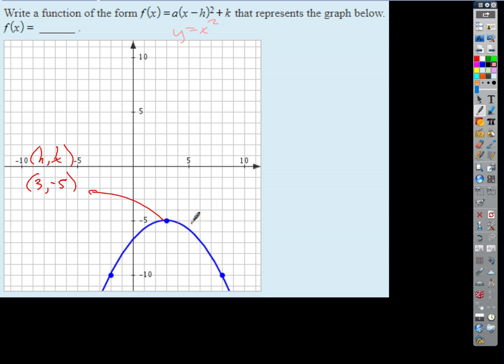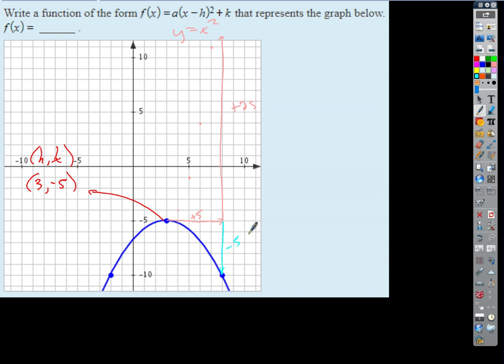Over 2 and up 4. Over 3 and up 9. Over 4 and up 16. I can't even go that high, I guess I can. Right there. Over 5, which is what we did here, and we're going clear off the chart, up 25 to find our next point. Okay, but we went over 5 and down 5.